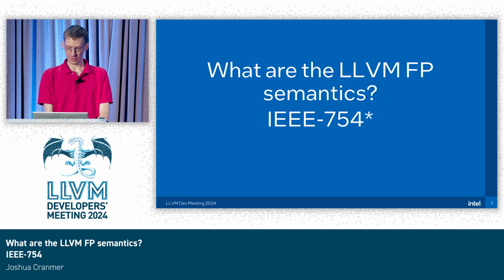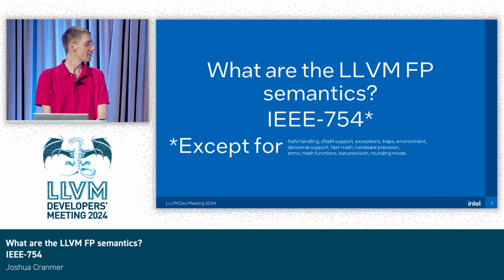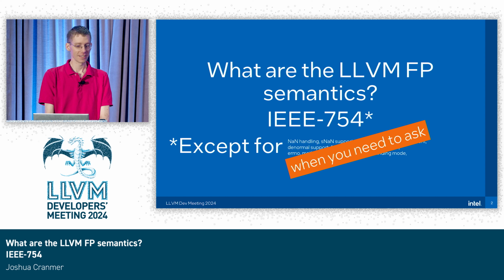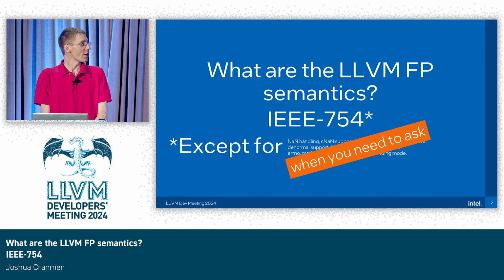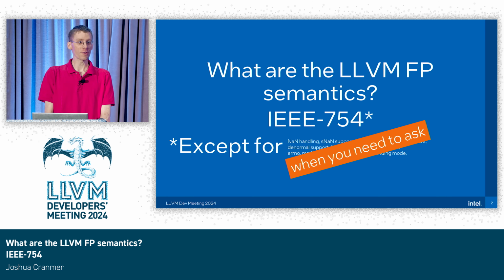What are the semantics of floating point in LLVM? And the answer is, I think, obvious to a lot of people. It's IEEE 754 with an asterisk. And why do we have the asterisk? There's a few exceptions. And honestly, it's when you get into the exceptions that you're actually trying to answer the question, what are LLVM's floating point semantics?